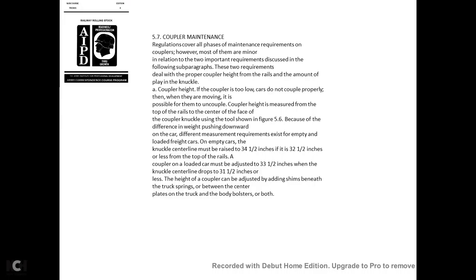Coupler heights are measured from the top of the rail to the center of the face of the coupler knuckle using tools shown in Figure 5.6. Because of the difference in the weight pushing downward on the car, different measuring requirements exist for empty and loaded freight cars. On empty cars, knuckle centers must be raised at 34.5 inches. If it is at 32.5 inches or less from the top of the rail, the coupler on a loaded car must be adjusted to 33.5 inches. When the knuckle center drops to 31.5 inches or less, the height of the coupler can be adjusted by adding shims beneath the truck springs between the center plates and the trucks or the body bolsters, or both.